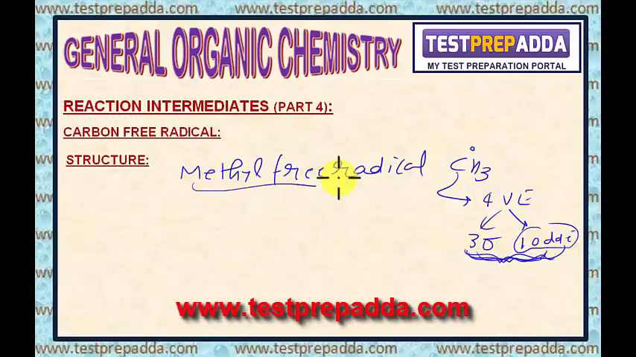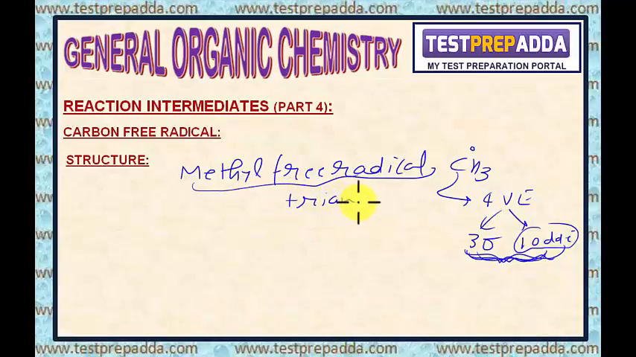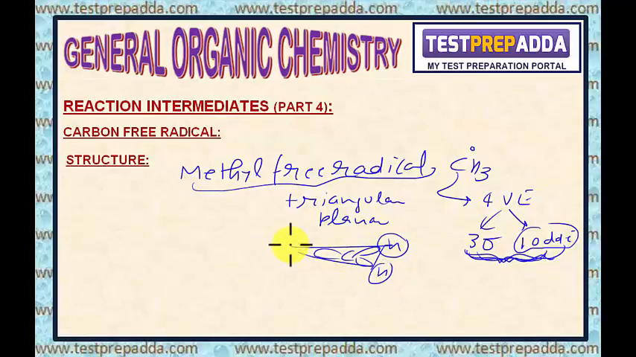Now if I tell you the shape of this methyl free radical, this is triangular planar. If I draw this structure, it will look like this: hydrogen bonded here, hydrogen here, hydrogen here, and one perpendicular orbital to this plane which has this odd electron. On the basis of this triangular planar shape, we can easily say that the hybridized carbon is actually sp2. So the sp2 hybridized orbital will accommodate this odd electron here.